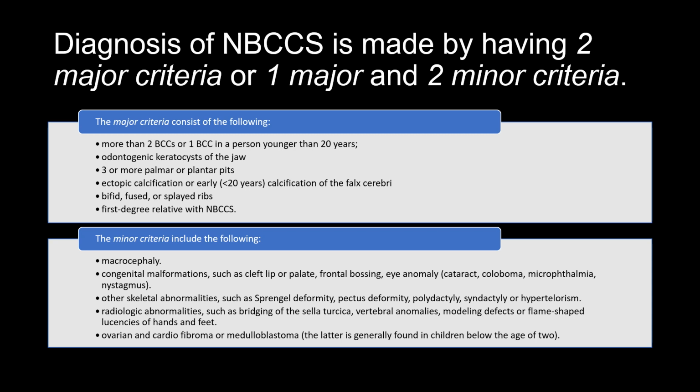Then you have minor criteria, which include macrocephaly, congenital malformations such as cleft lip and palate, frontal bossing, and eye anomalies like cataract, coloboma of the eyelids, microphthalmia and nystagmus. Other skeletal abnormalities include Sprengel deformity, pectus deformity, polydactyly, syndactyly or hypertelorism. Radiological abnormalities present as bridging of the sella turcica, vertebral anomalies, modeling defects or flame-shaped lucencies of hands and feet. Then you have ovarian and cardiac fibroma or medulloblastoma.